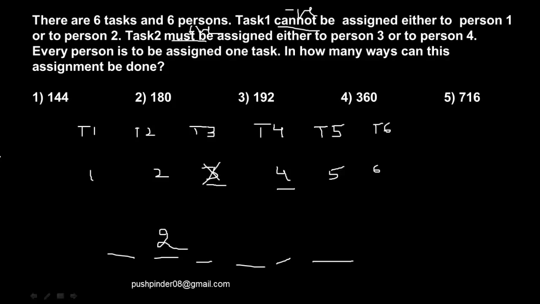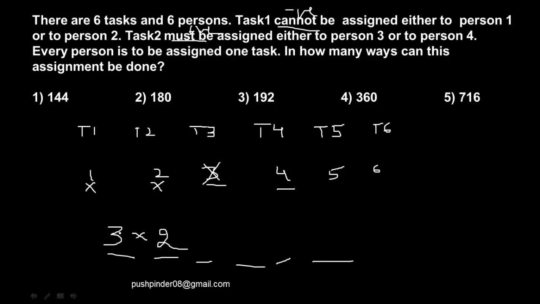So that means, let's suppose task 3 is assigned to person 3. Now let's move on. He's saying task 1 cannot be assigned to person 1 or person 2. Task 3 has already been assigned to person 3, so that means there are 3 ways left to assign task 1, right? I hope everyone is understanding, right?